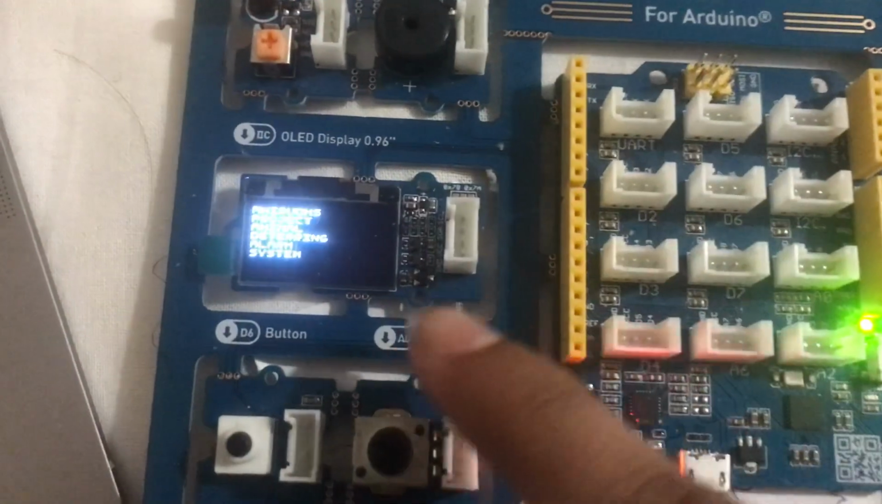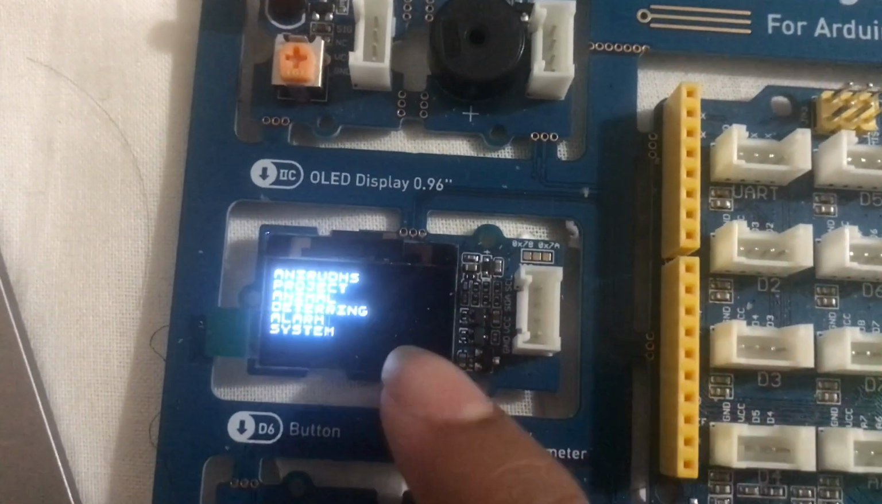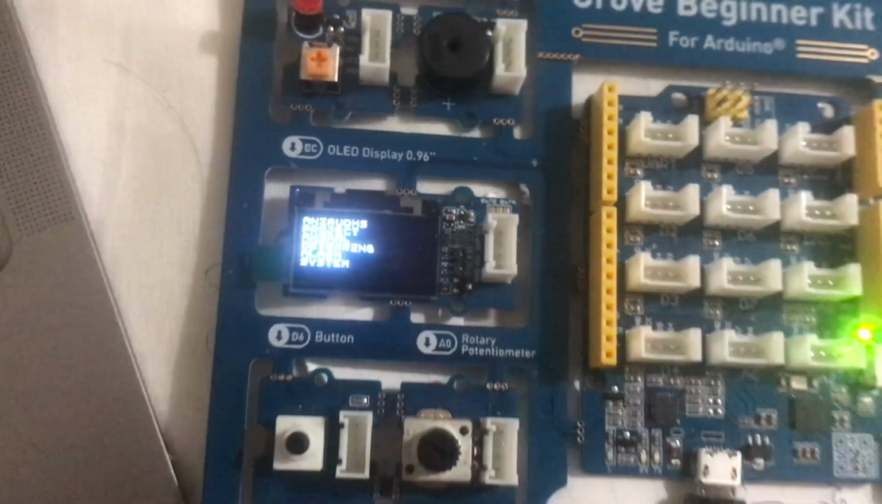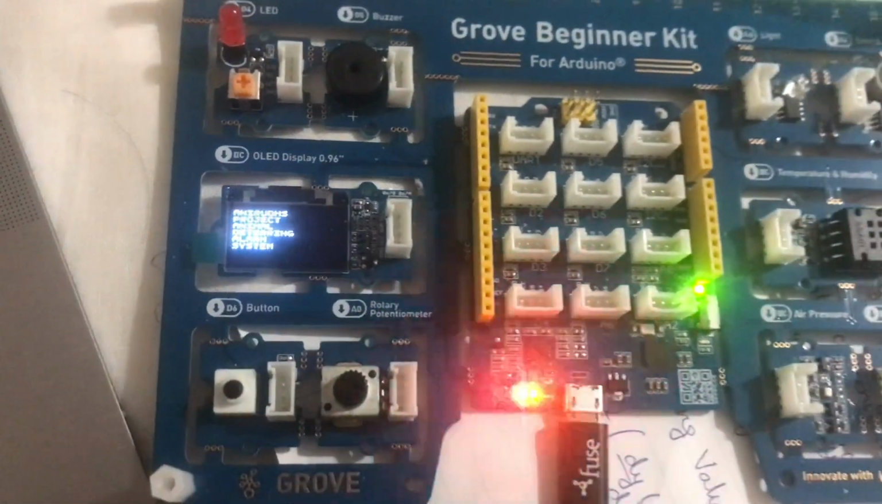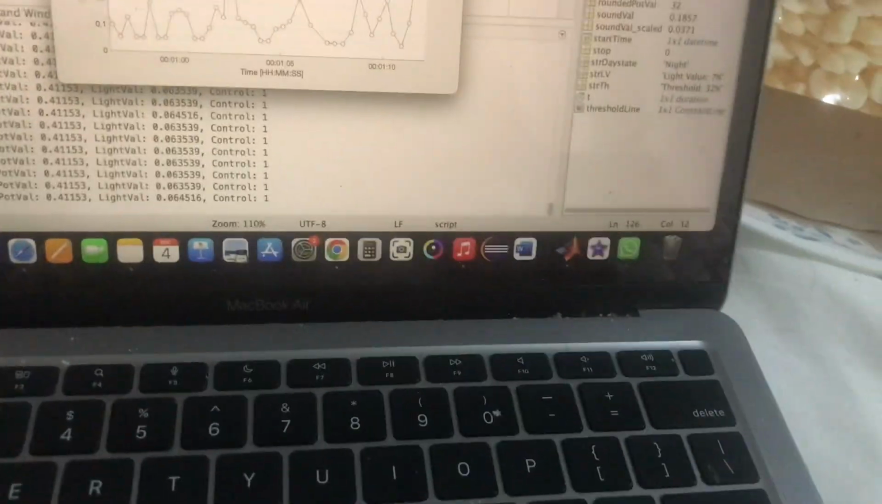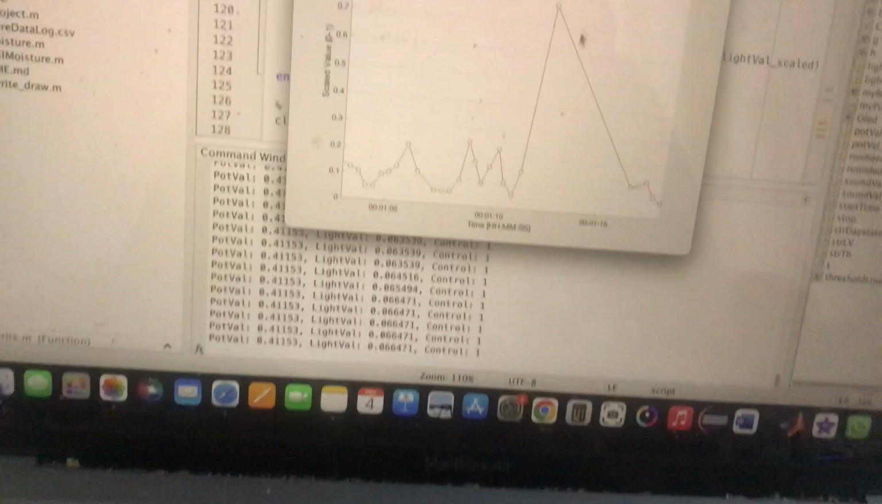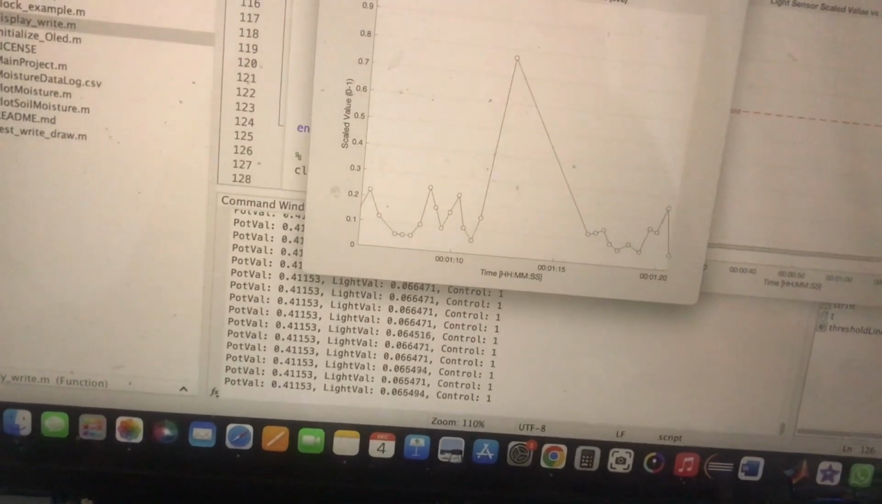And this is the LED, so it's displaying what the project is. I initially wanted to display the sensor values, but the LED updates too slow for that. So an alarm went off, and these are the two graphs.